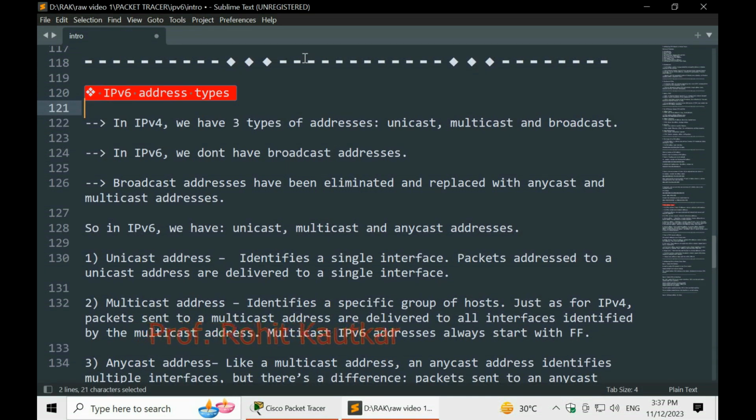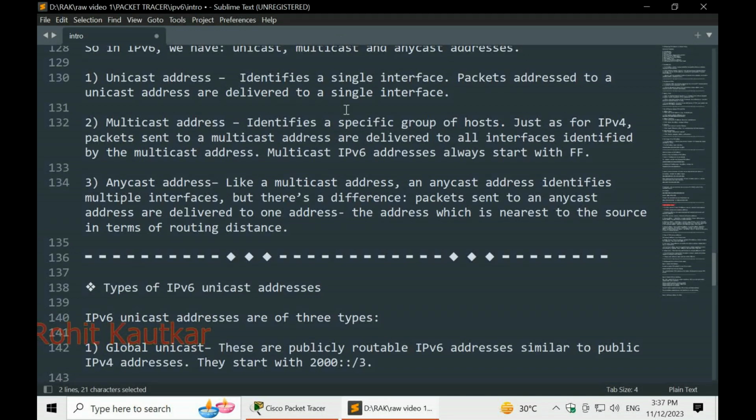Now in IPv6 we do not have any concept of broadcast addresses. Instead of that, they have proposed the concept of anycast address along with multicast address. So there are a total of three types of addresses in IPv6: unicast, multicast and anycast. First of all, unicast address, what are they? A unicast address basically identifies a single interface with which communication can be done. So packets addressed to that specific unicast address will be delivered to only a single interface. That is what we are saying, one-to-one communication.